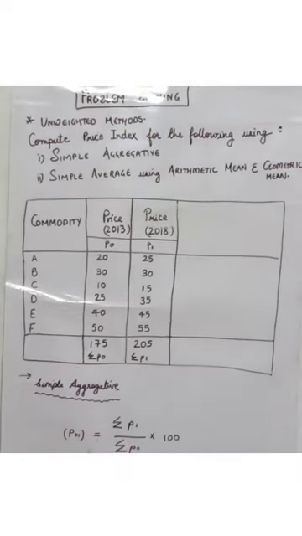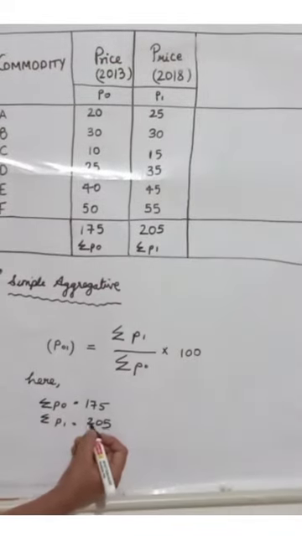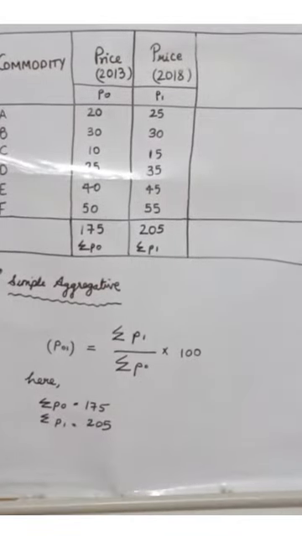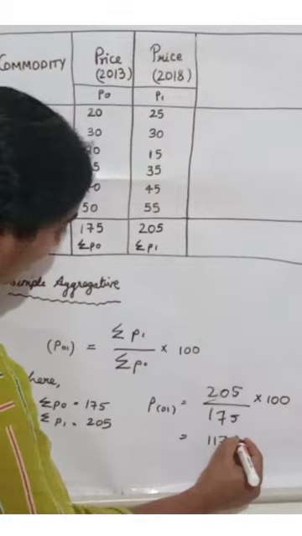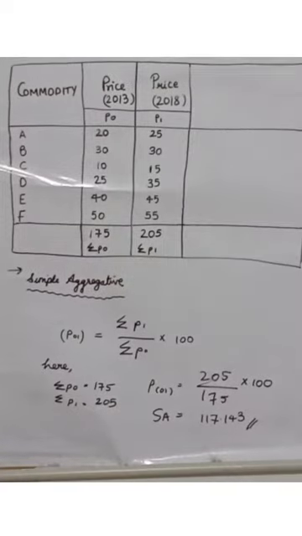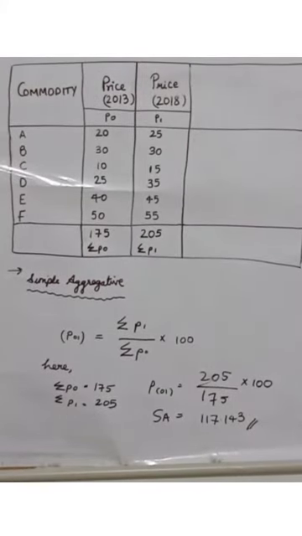So let us put these values here. We know that summation of P0 is equal to 175 and summation of P1 is equal to 205. After calculation we get 117.143. So this is the price index using simple aggregative method, 117.143.